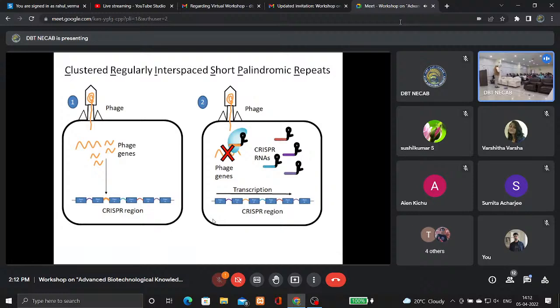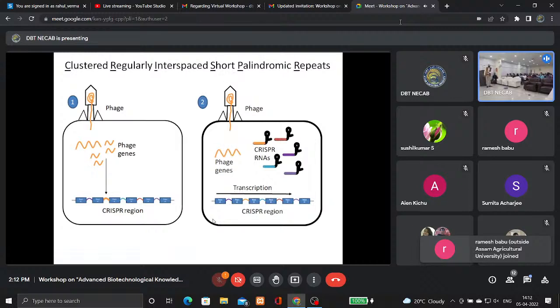This system we are now using for knocking out a gene or modifying a gene. This is a very good system the bacteria have, and scientists have exploited this system to knock out a gene, or knock out a particular non-functional gene, or replace a gene very precisely, or modify one or two nucleotides. All of that is possible with this CRISPR.